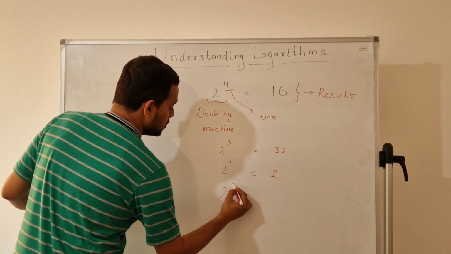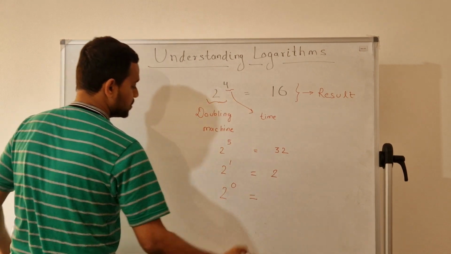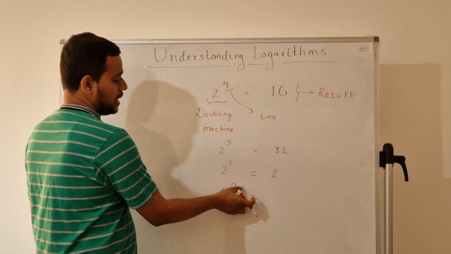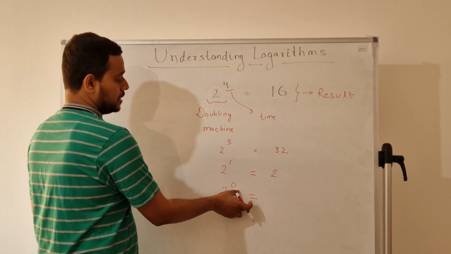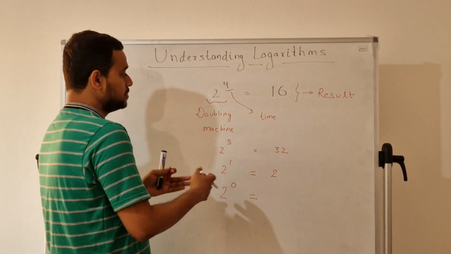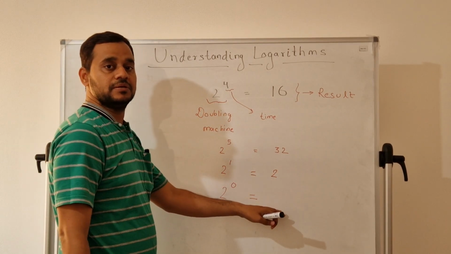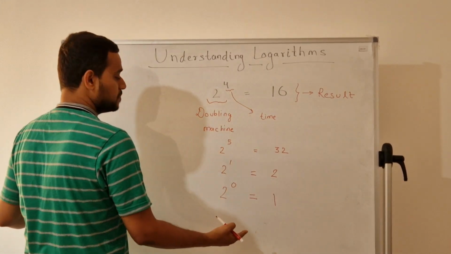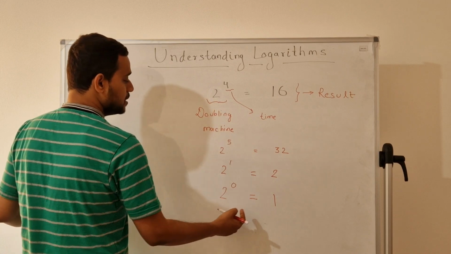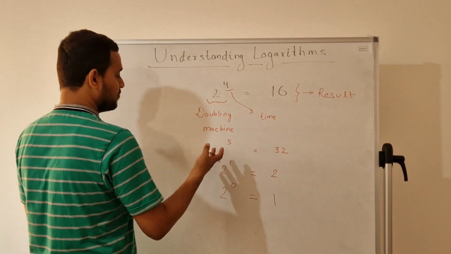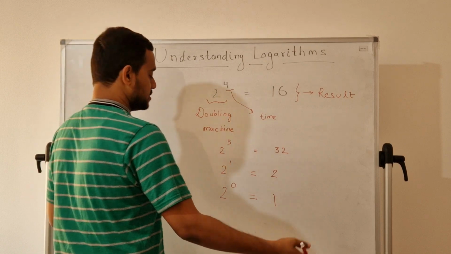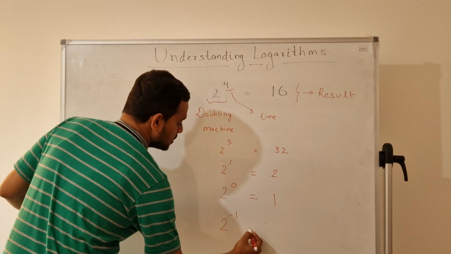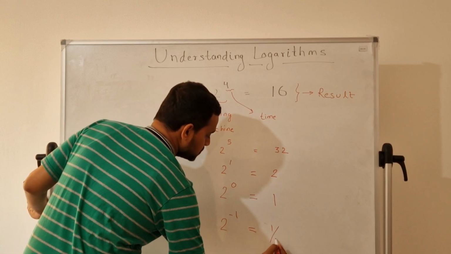Another example. 2 raised to the power 0 is equal to, I am doubling, I had 1 basket, but I haven't doubled it, right? 0. I haven't doubled it any time. The time hasn't changed at all. So what would be my net result? 1. Why 1? Basically what it means is, you haven't grown at all. If you had 1 basket, it remains 1 basket. Nothing changes.